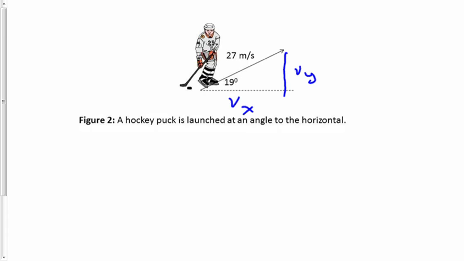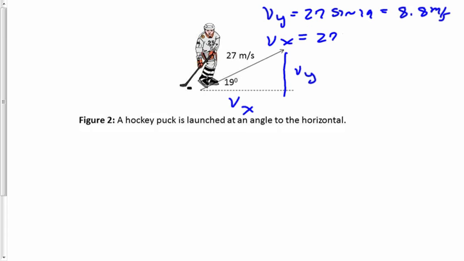So let's get started. Vy will equal 27 times the sine of 19, and that equals 8.8 meters per second. And Vx is going to equal 27 times the cosine of 19, and that equals 25.5 meters per second.